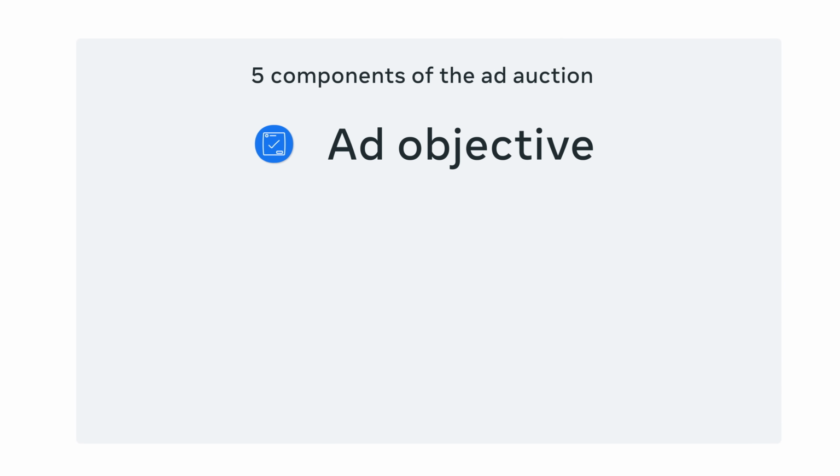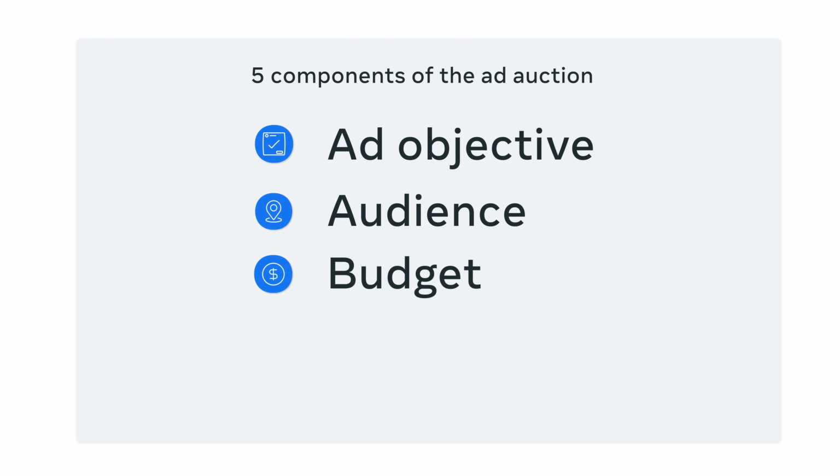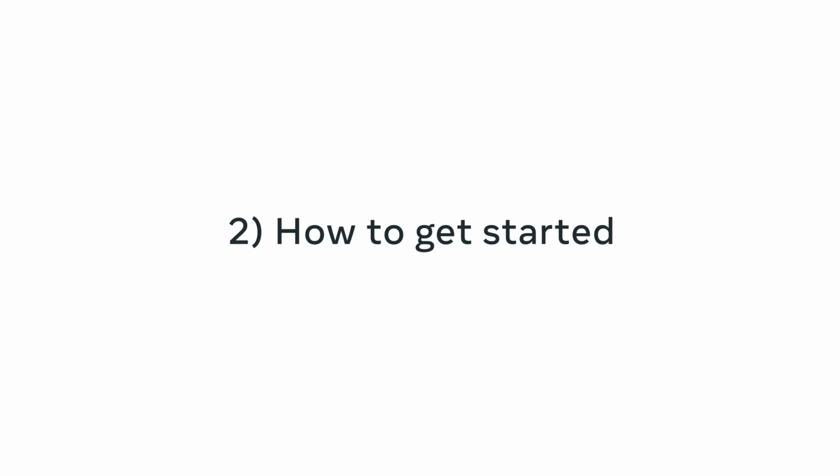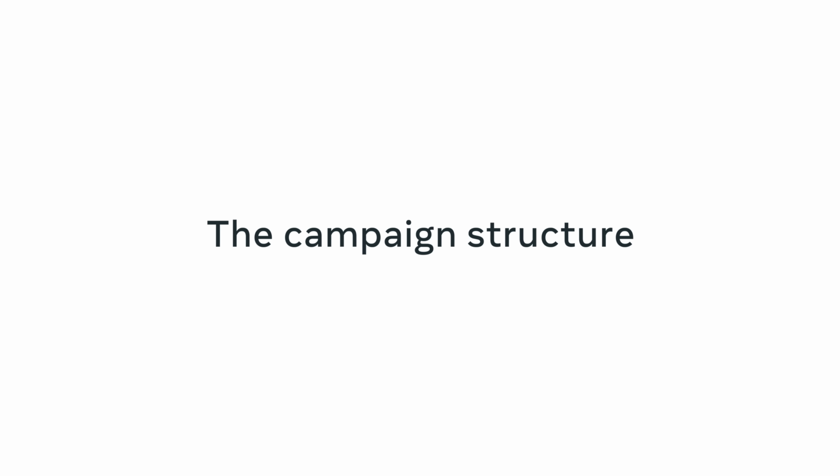Ad objective, the goal you want to achieve. Audience, who you want to reach. Budget, how much you want to spend. Duration, how long your ad runs. And creative, what your ad looks like. Now that you know how ads are delivered, let's create a campaign.